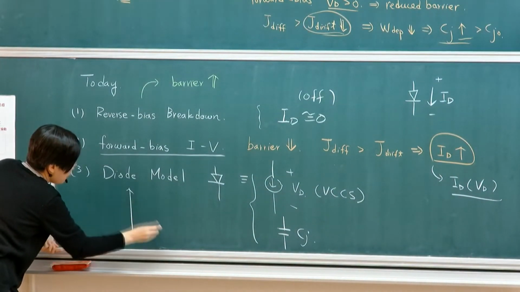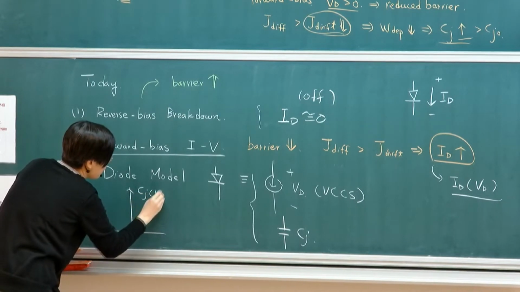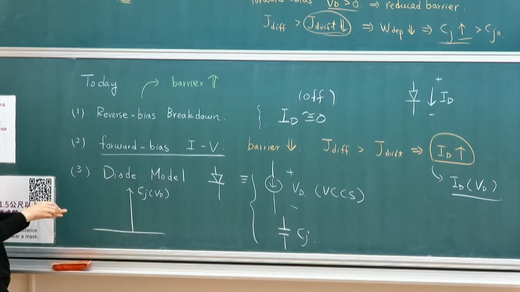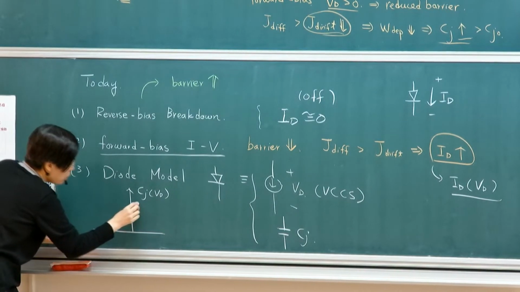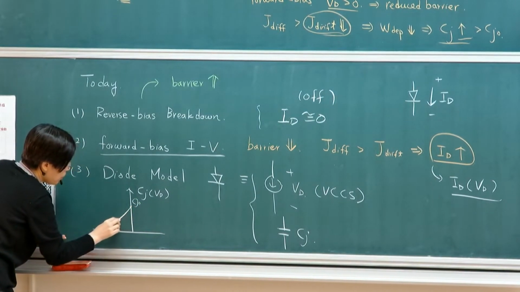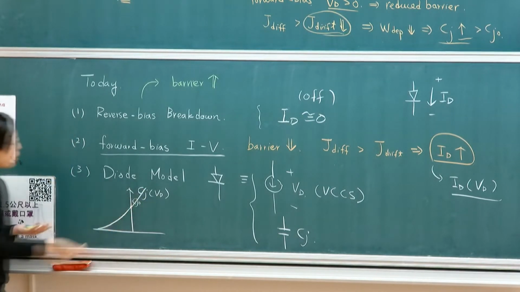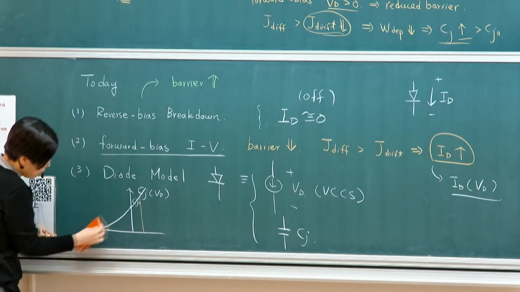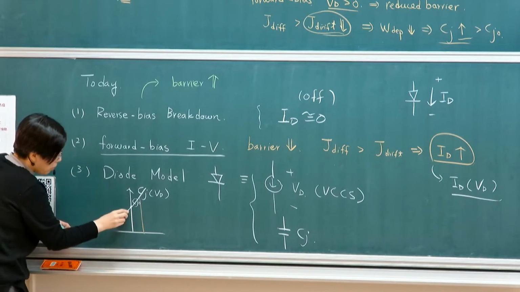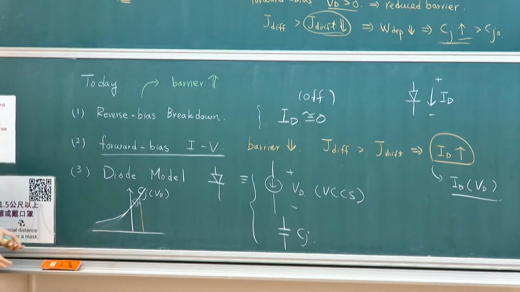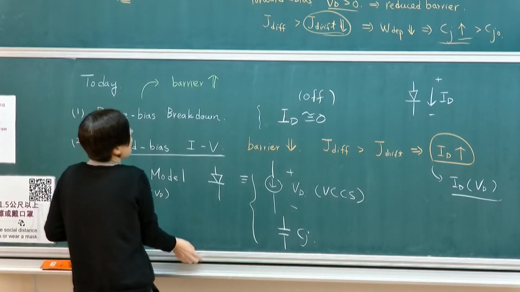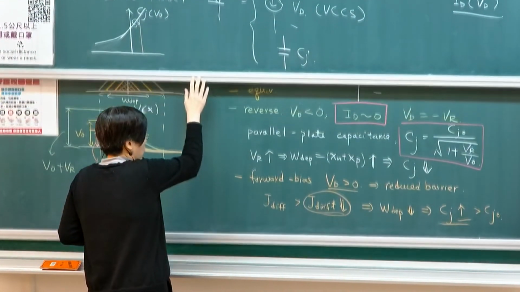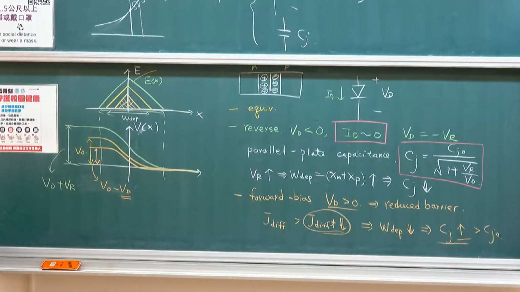So if I'm applying CJ as a function of ED, at 0 this is CJ0. It will look something like this. But on the other side, when you forward bias, you actually increase it. I'm exaggerating, it will look something like this. So you actually increase the junction capacitance because you narrow down the distance between the charges. Okay, so that's the qualitative observation based on this plot.